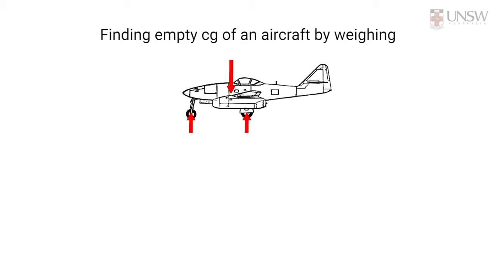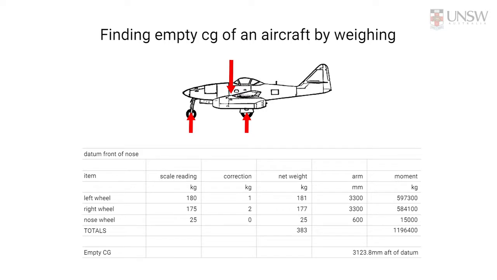This table shows how to find the CG, that is the centre of gravity, of an empty aircraft by weighing the load on each wheel. The location of the CG is obtained by dividing the total moment by the total weight. More on this later. But how do you check the CG position for each flight when the numbers of passengers and the amount of baggage and fuel might vary?